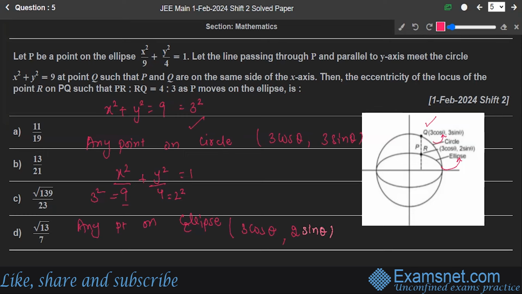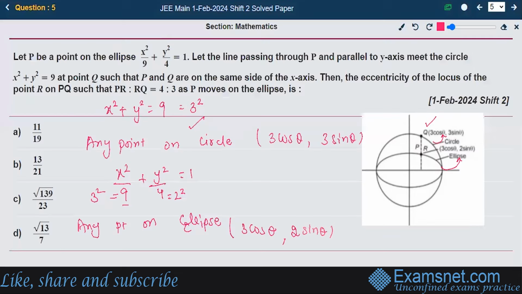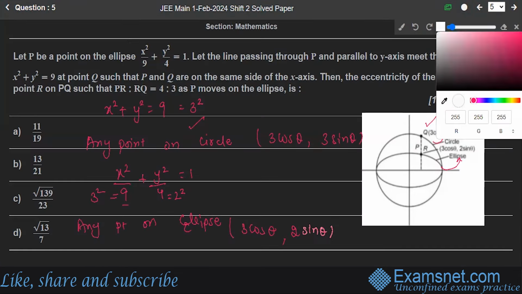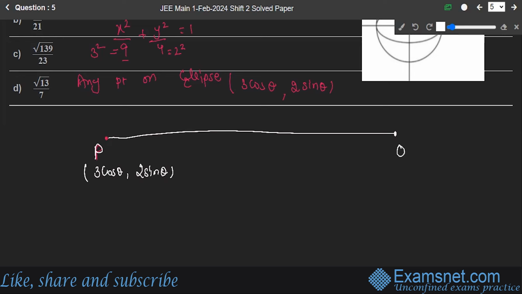Now, you are also given that Q lies on the circle. This is your point P, with the coordinates 3 cos theta and 2 sine theta, and this Q has the coordinates 3 cos theta, 3 sine theta. There is a point R in the middle, dividing PR to RQ in the ratio 4:3, as given in the question. Let the coordinates of R be H and K.